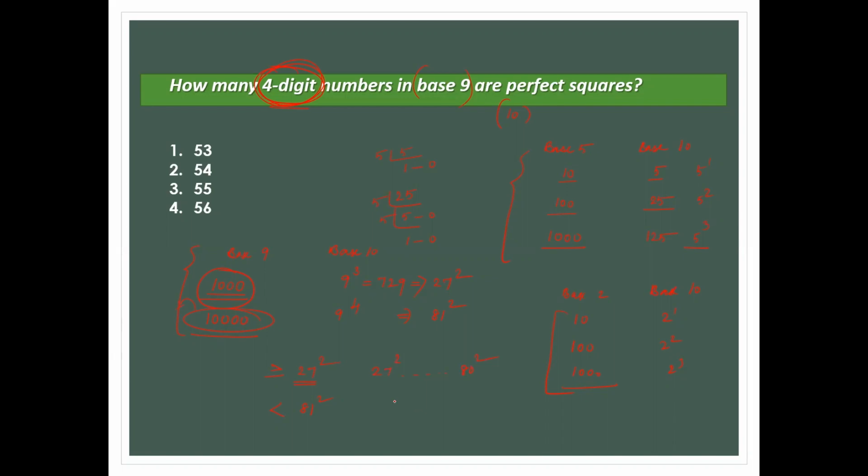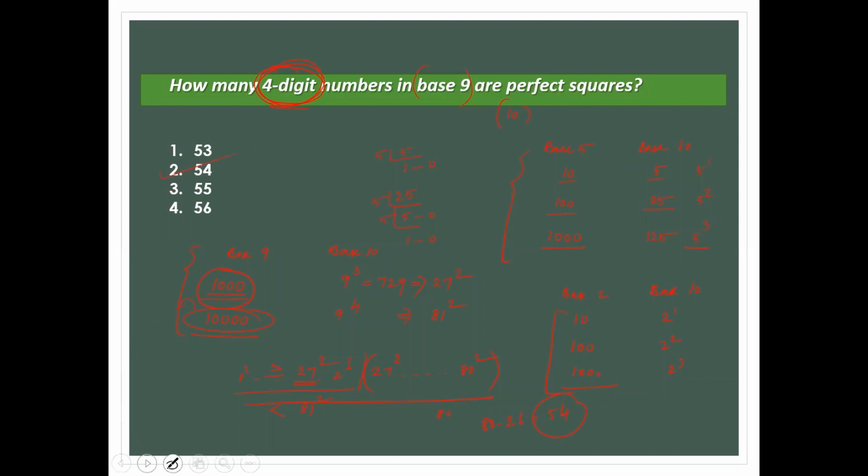So how many terms are here that you have to figure out? From 1 square up to 26 square, there are 26 terms. And from 1 square up to 80 square, there are 80 terms. So from here to here, there will be 80 minus 26, which is going to be 54 terms. Answer was option B for this.